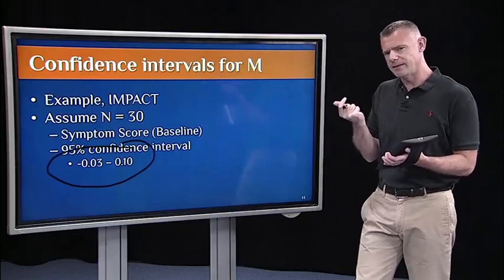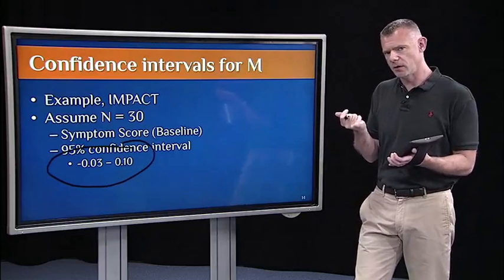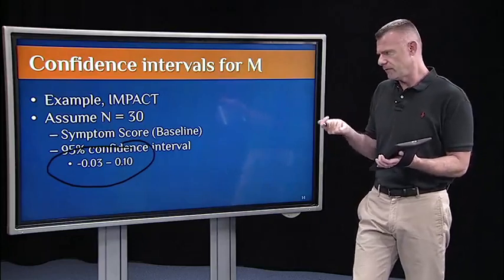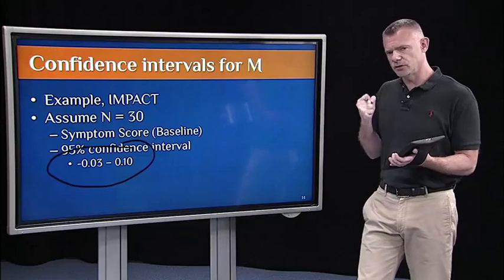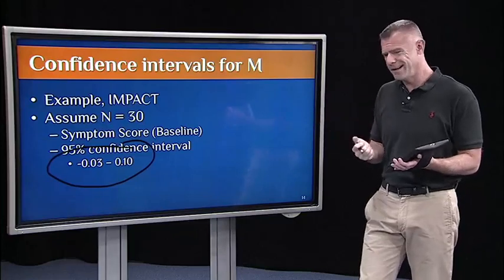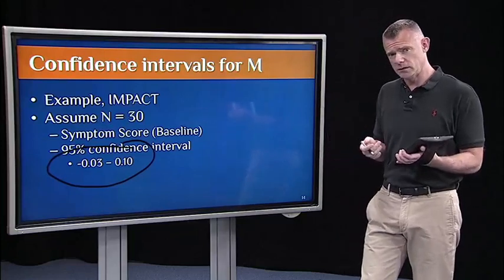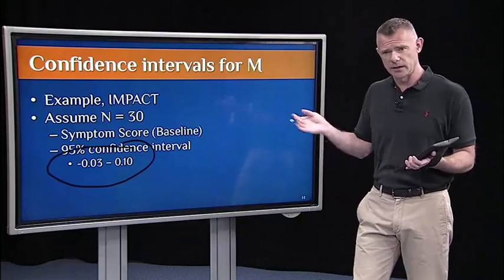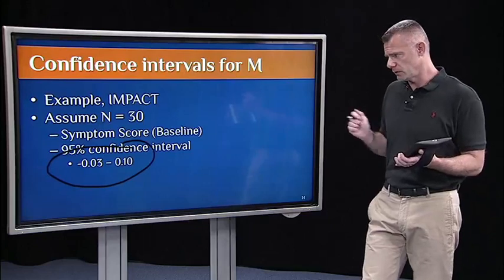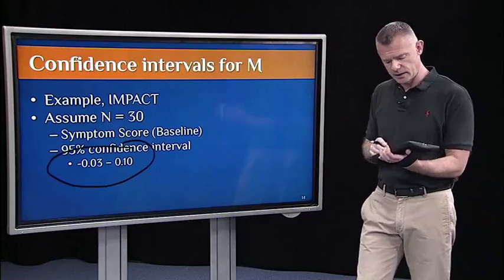But notice how tight that is. It's not a very wide interval. I have 95% confidence that the true score is somewhere in there, and it should be. The true score should be 0 or very close to 0, because these are healthy athletes. They're taking this at baseline. So it's right around 0. It's a very tight interval.